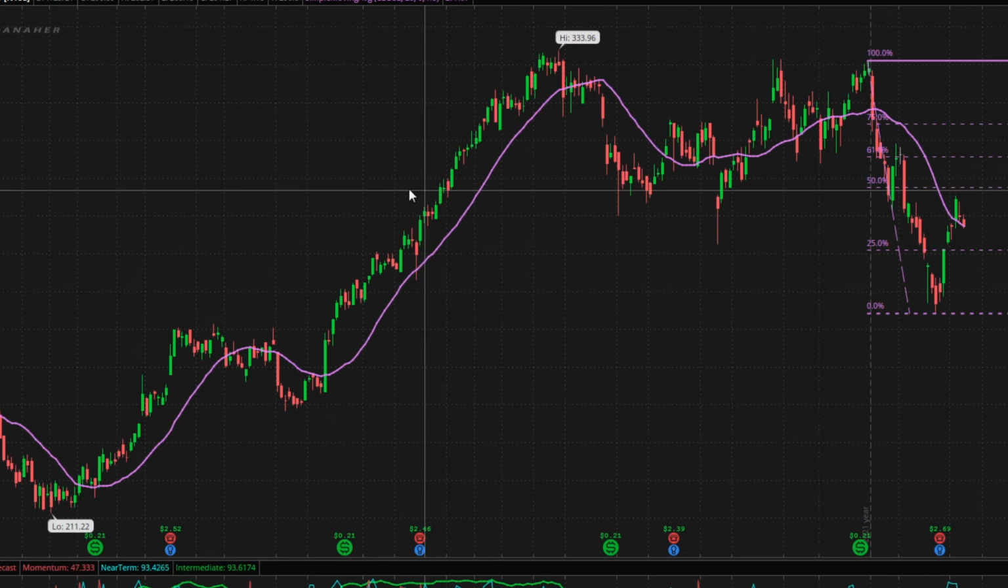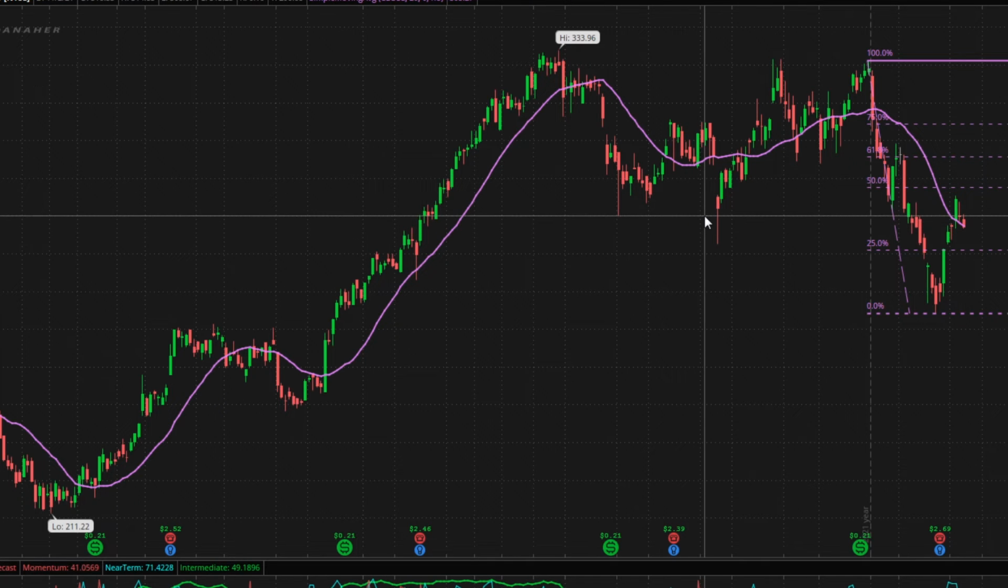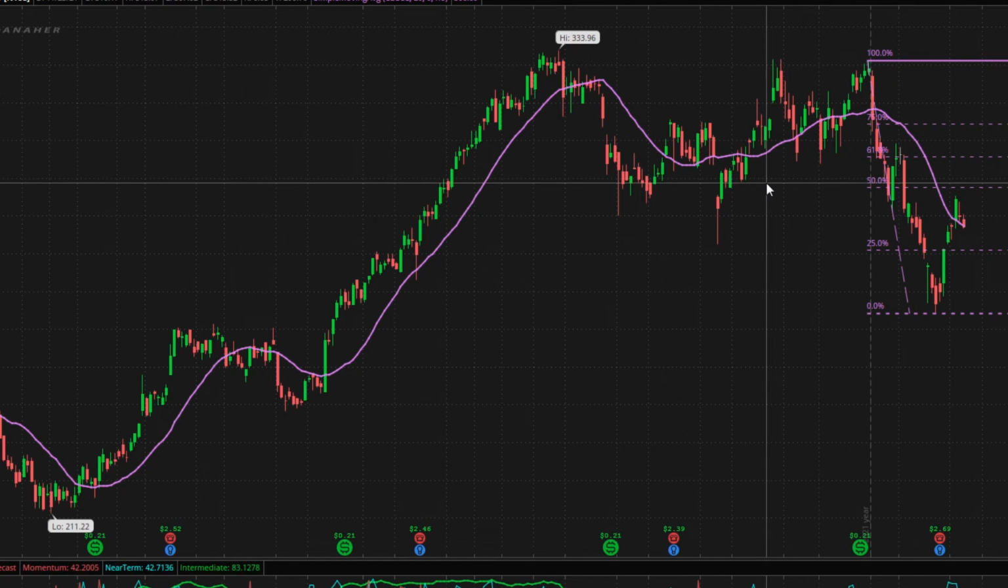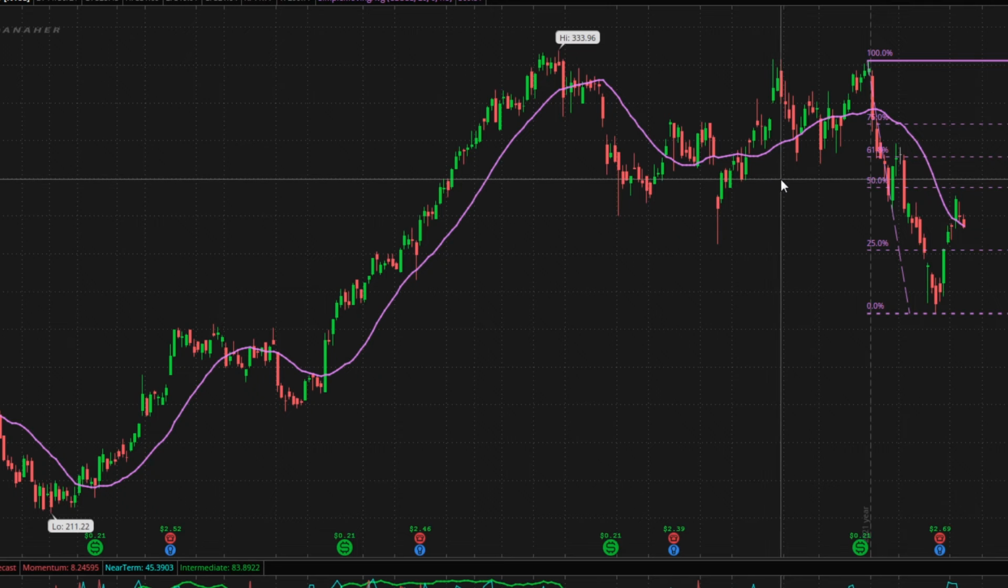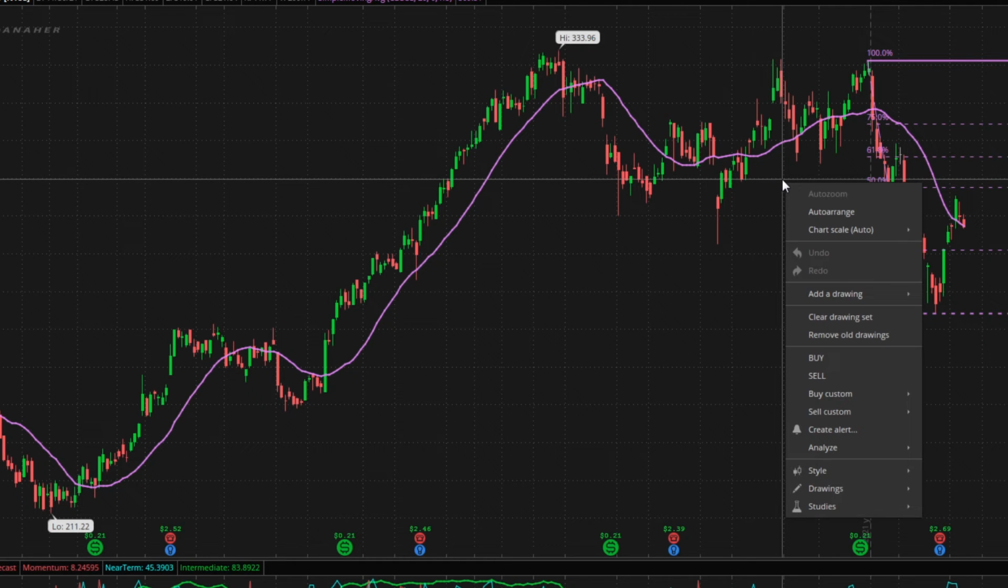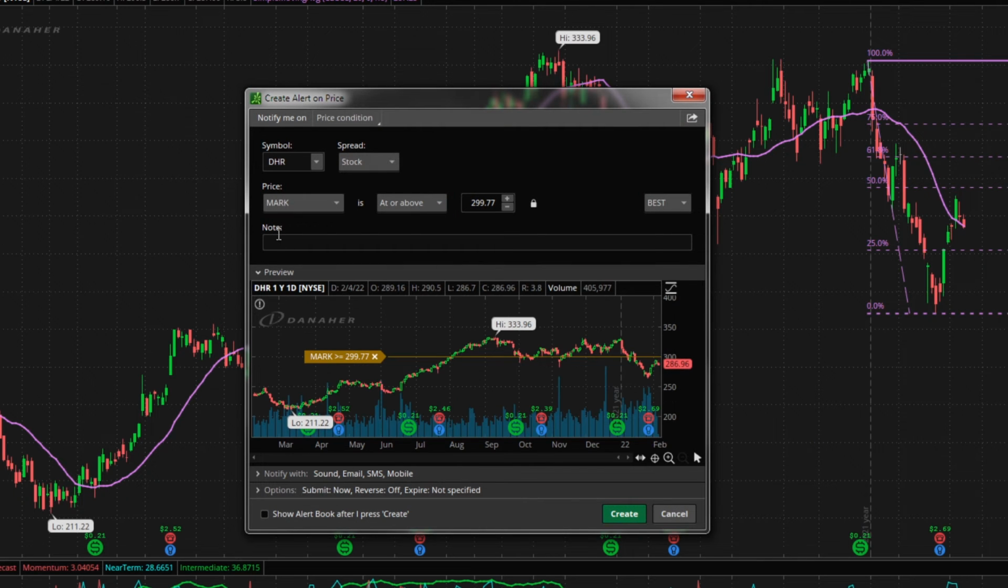Now my covered, so I sold the 290 call, and then I bought the 300 call. So until I get to the top of 300, there's really nothing I need to do to manage this trade. So what I'm going to do is go ahead and set an alert here, if this stock closes the day at or above 300.